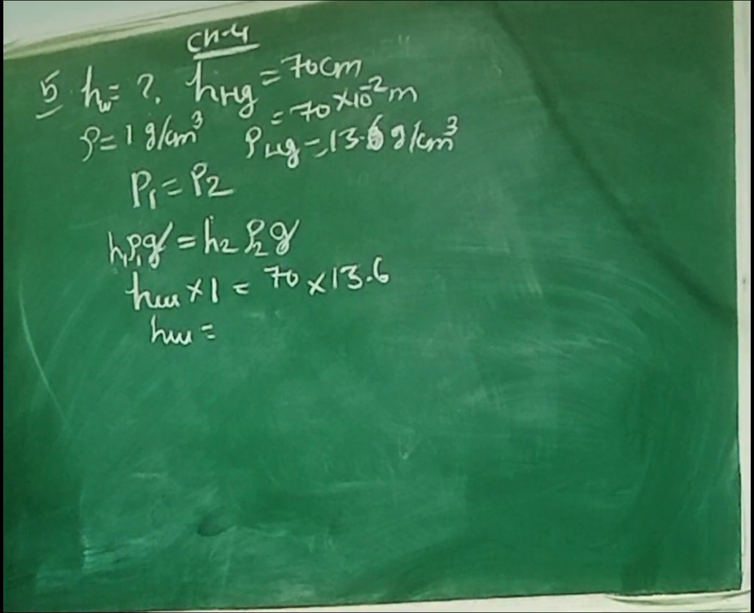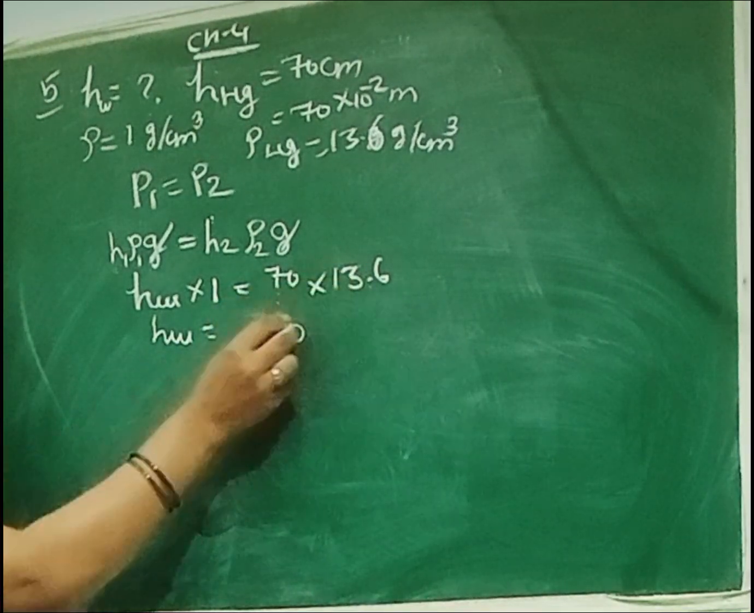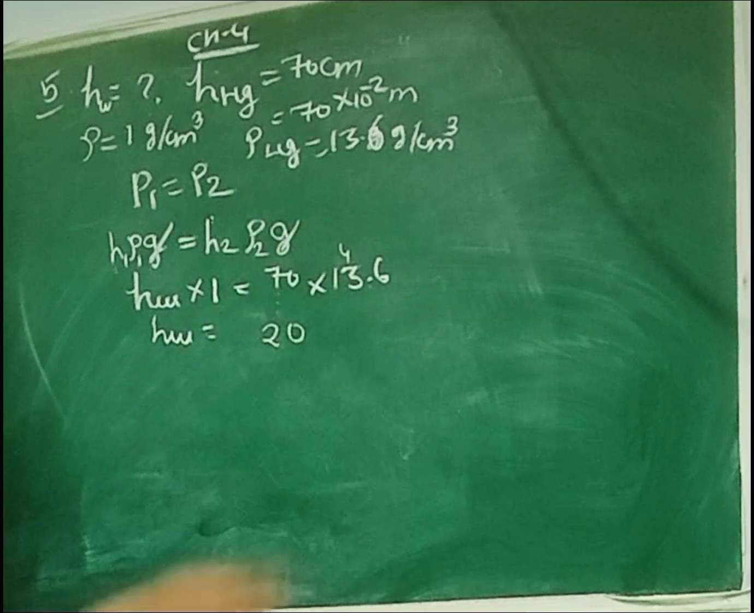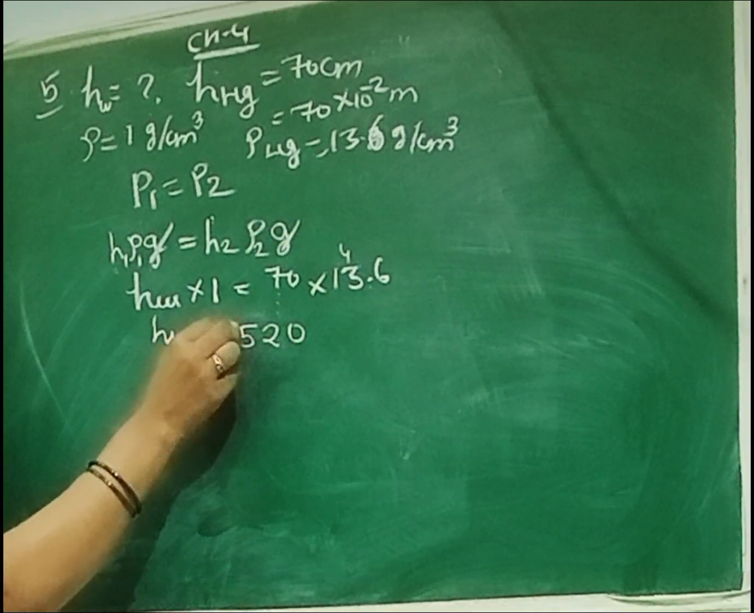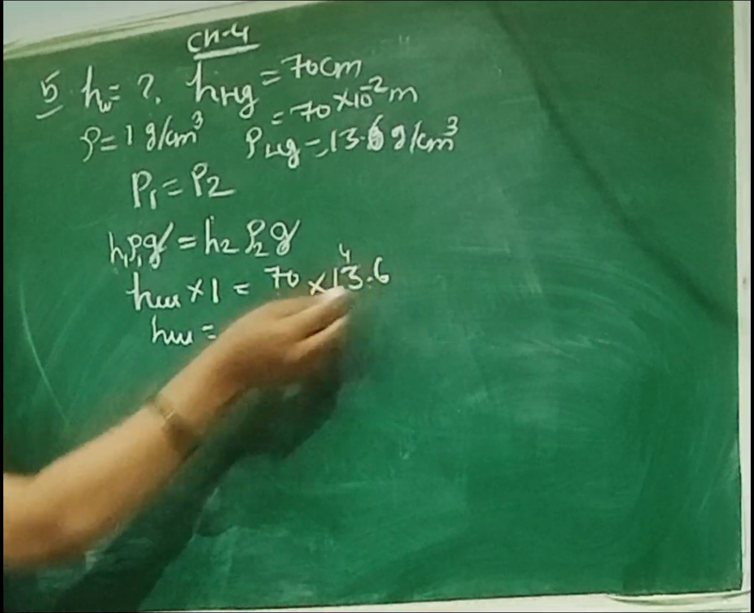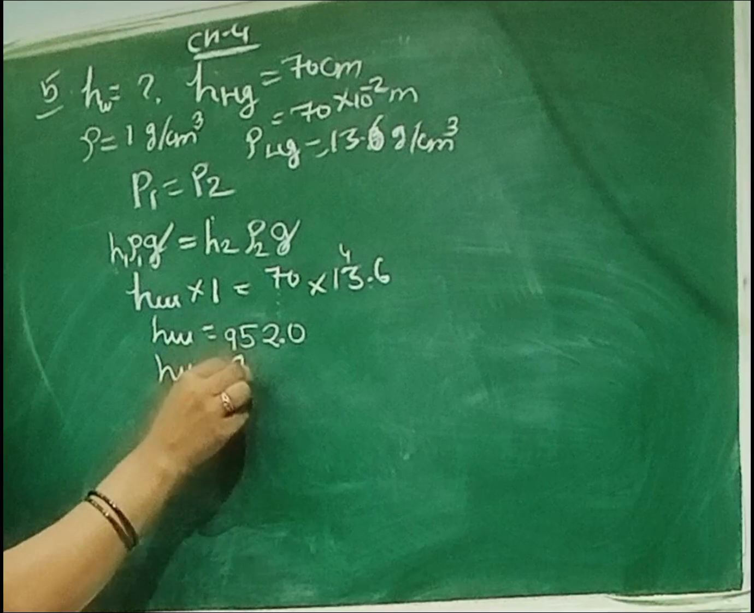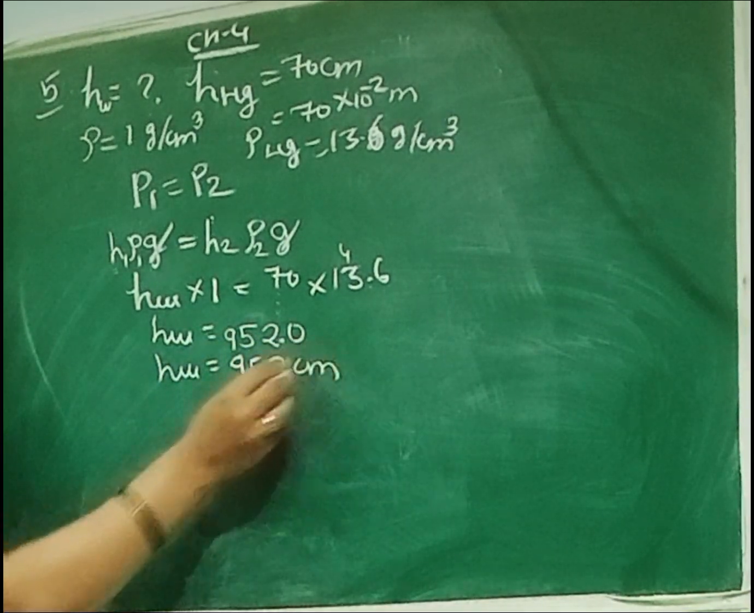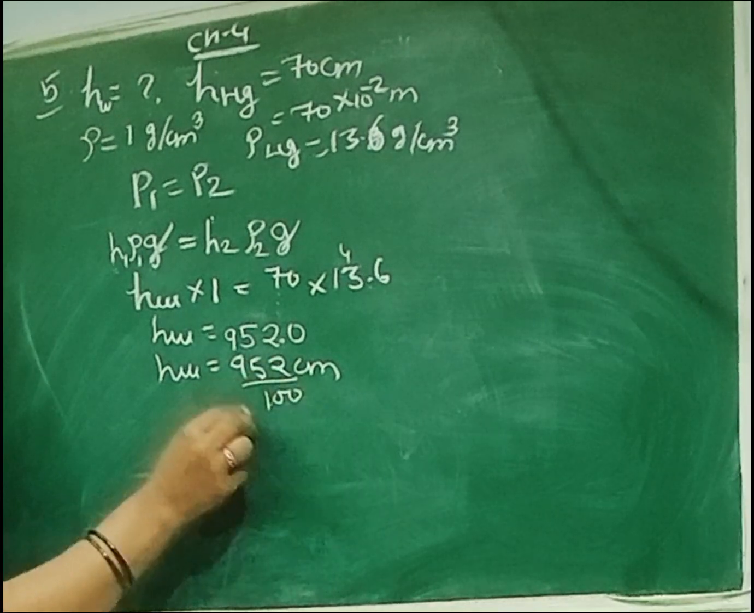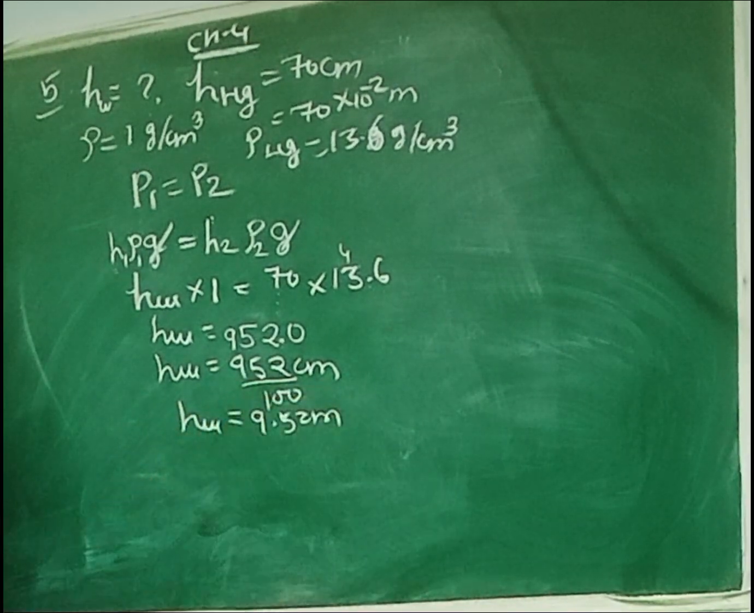So 70 into 13.6, how much will it come? 0. 7 6s are 42. 7 3s are 21 plus 4, 25. 7 1 is 7 plus 2, 9. 9520. Decimal is before one number, so you will also put it before one number. So height of water column is 952 centimeter. You can convert it into meter by dividing by 100. So height of water column is 9.52 meter.